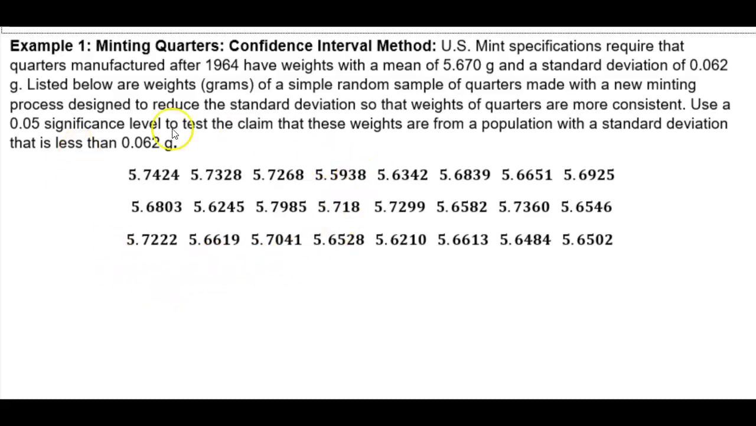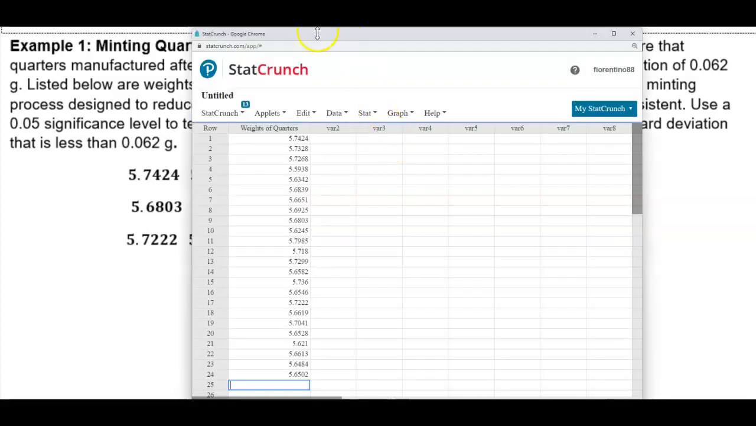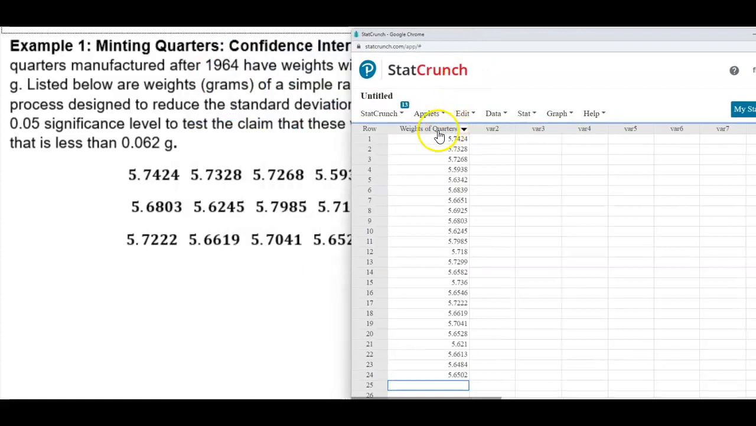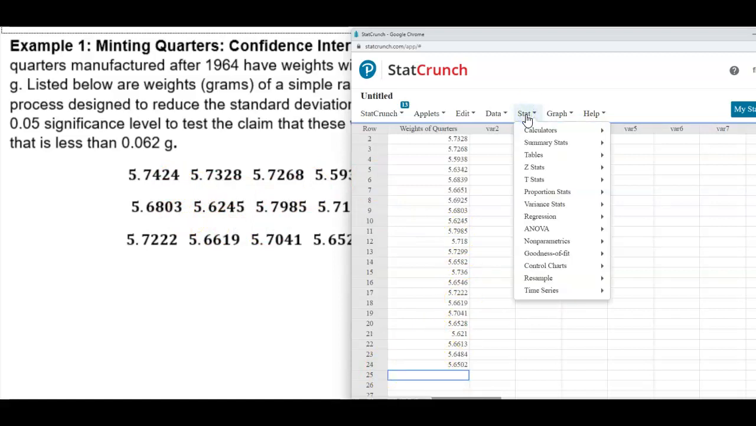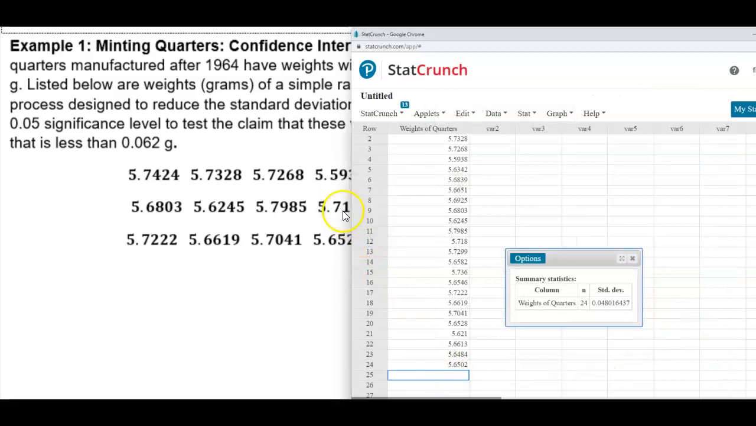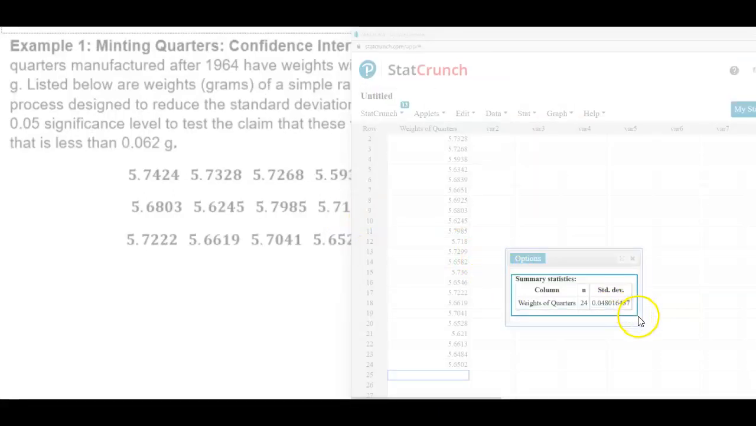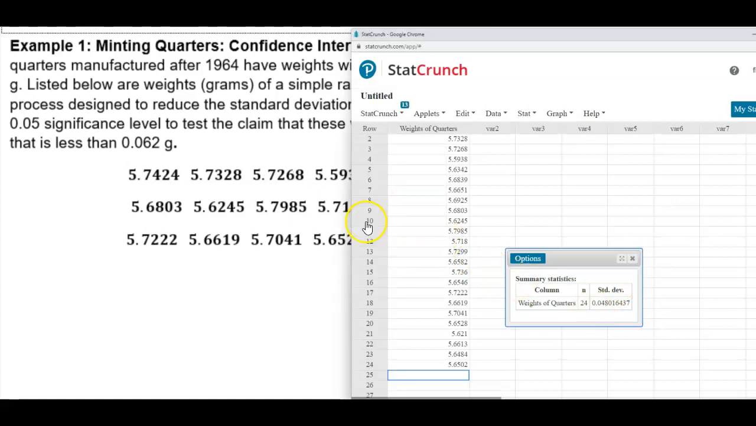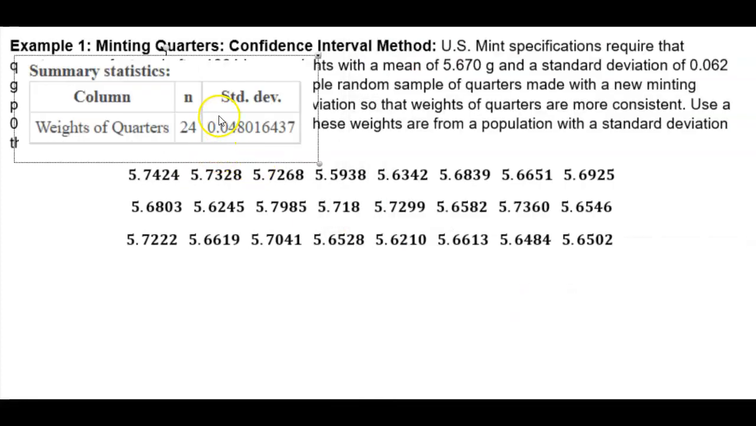So we have the population standard deviation, which is 0.062. What we want to do is enter this into StatCrunch to find out what the sample standard deviation is. So you're going to create a column in StatCrunch, call it the weights of quarters, and then enter the values in here, and you're going to see that we get 24 values. Now we're going to go to Stat, then Summary Stats, select Columns, the weights of quarters, find the sample size and the standard deviation, and then select Compute. So these are the values that we want to keep track of when we're finding the confidence interval. We're going to copy that and use it later in the problem.